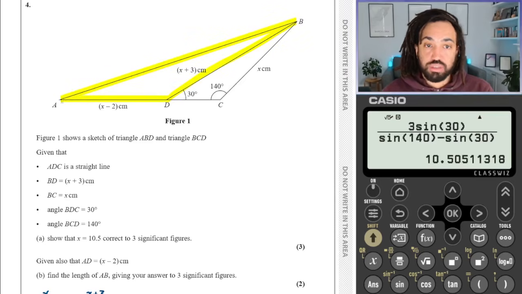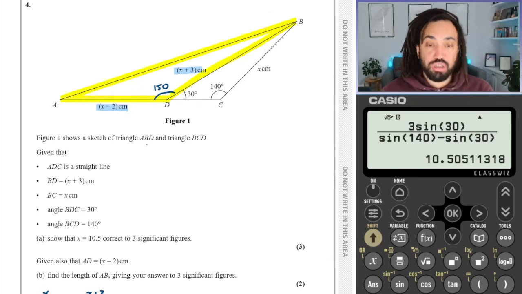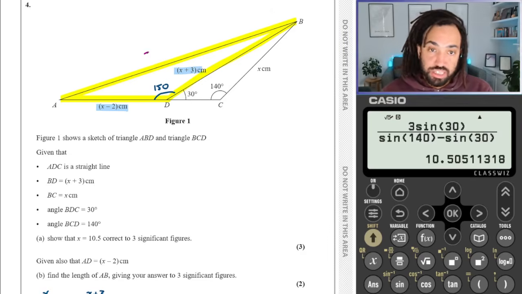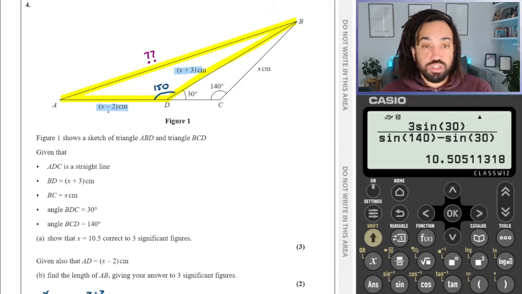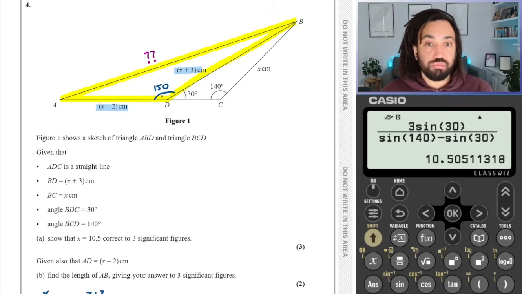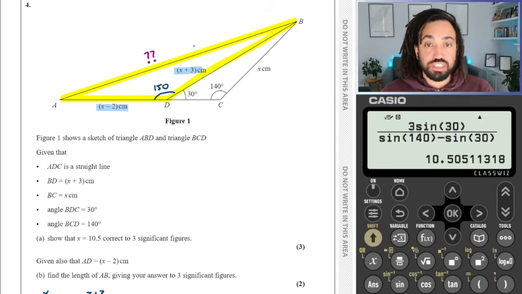Like that, because we know this, and we know this, and we also know this angle, because angles on a straight line add up to 180, so that must be 150, and then this is the side that we're trying to find. So we've got two sides that we know with the angle in between them, and we're trying to find the side opposite that angle, so this is classic cosine law.